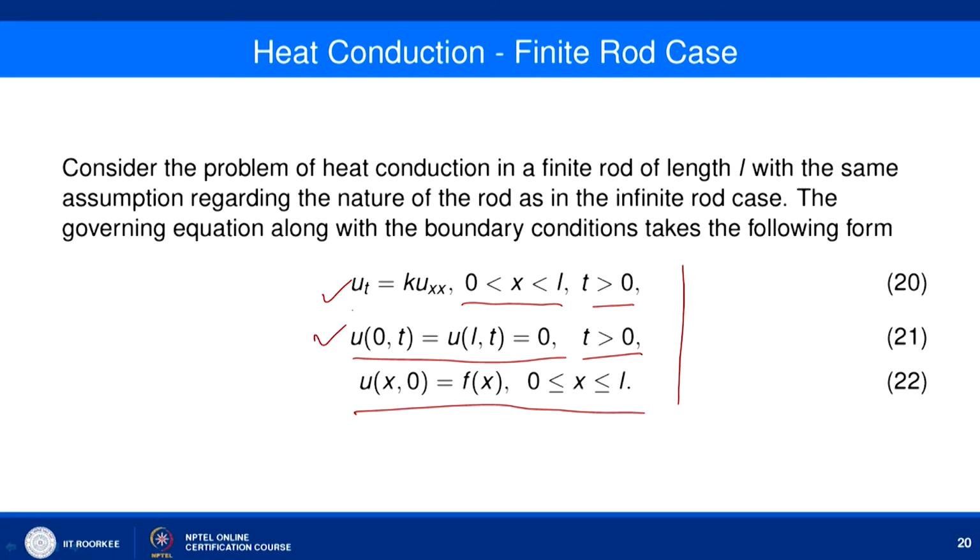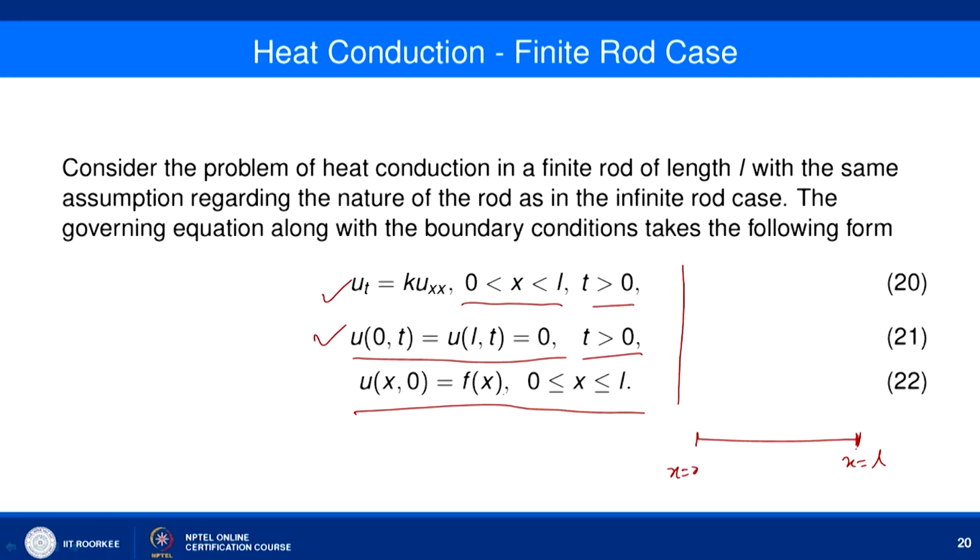Here we assume that both ends are kept at 0 temperature for all time t. This end is x equal to 0 and this end is x equal to L, and both end points are kept at 0 temperature. It may happen that the two ends have some different temperature values, and then we can always apply a linear transformation to convert our non-homogeneous boundary condition into a homogeneous boundary condition.